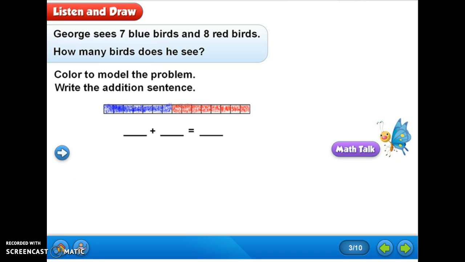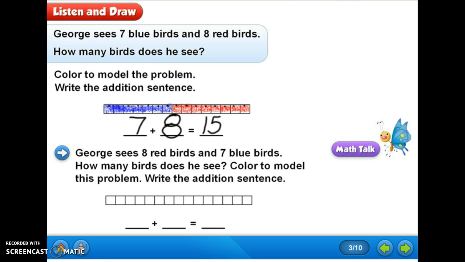Okay, so we colored to model the problem. Now we're going to write an addition sentence. So we started with 7 blue, and we added 8 red. And how many do we have all together? Let's count to find out. 1, 2, 3, 4, 5, 6, 7, 8, 9, 10, 11, 12, 13, 14, 15. Yes, we have 15 birds all together. All right, let's try another one.